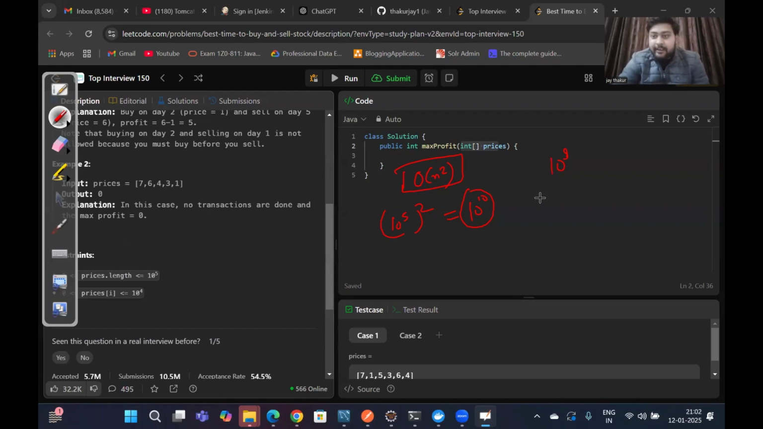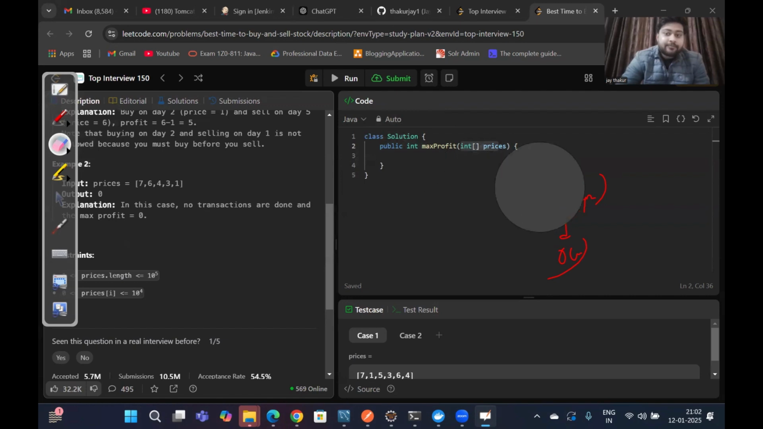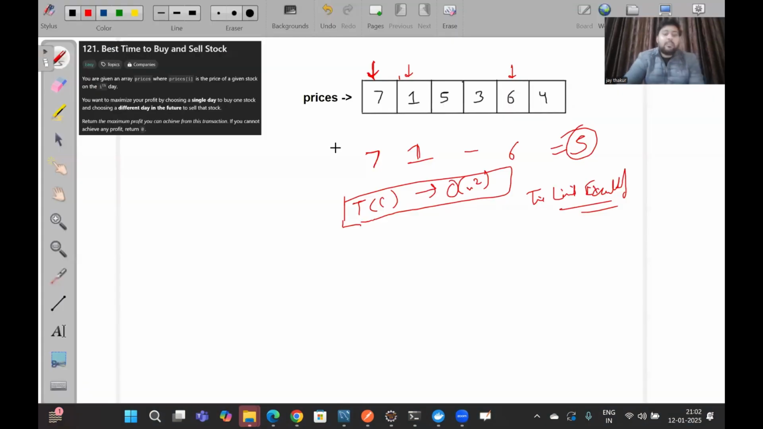time limit exceeded error. So here basically we have to reduce this time either to O of n log n or to O of n. So let's try to do this. Let's try to design another algorithm where we can decrease the time complexity.